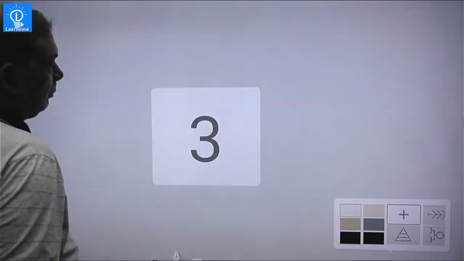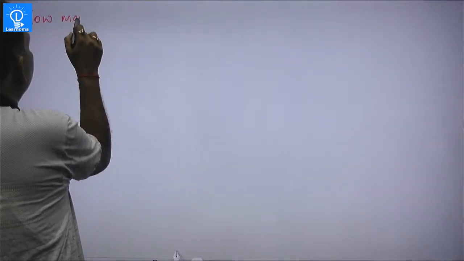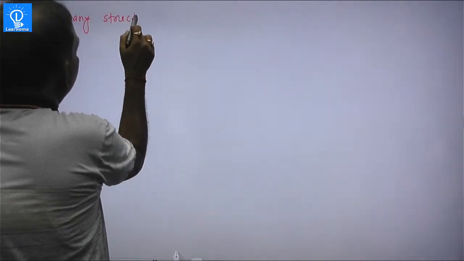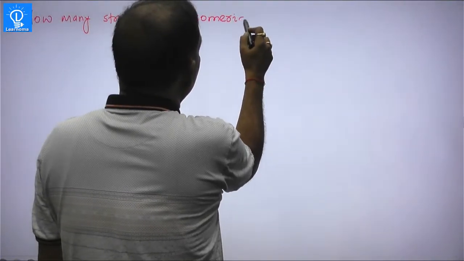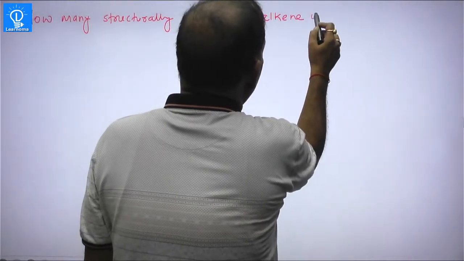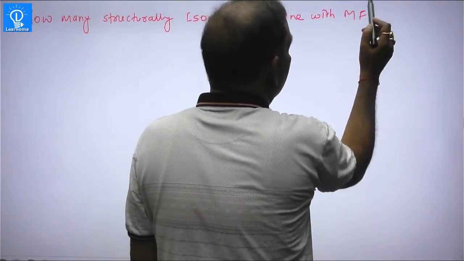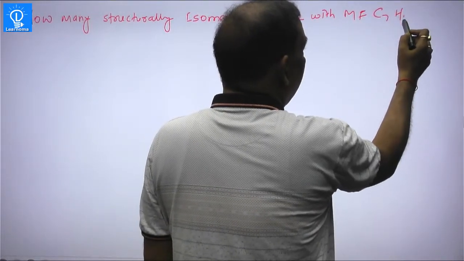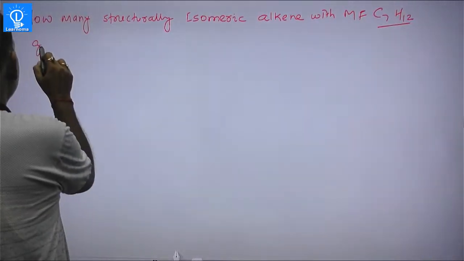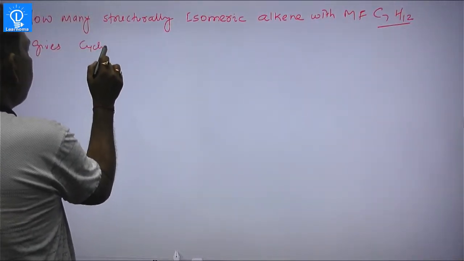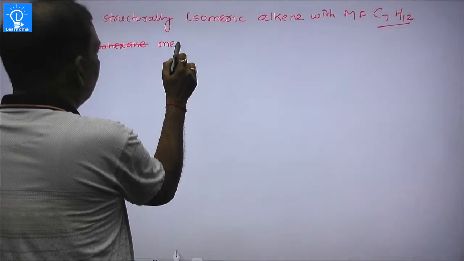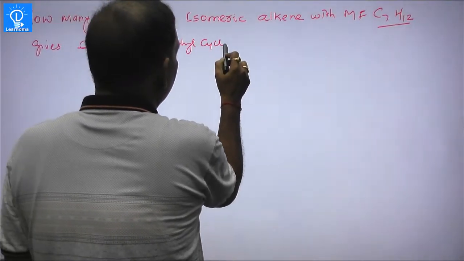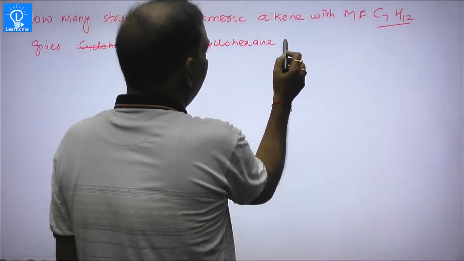See, how many structurally isomeric alkenes with molecular formula C7H12 give methylcyclohexane on hydrogenation?